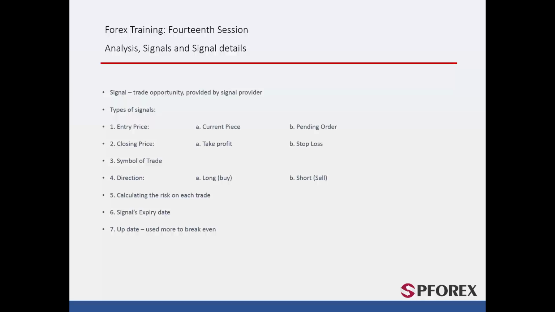Expiry date. This is usually used for pending orders. A signal provider will set an expiry time for that signal. For instance, you may be able to make your trade within the next 2 hours, but after this time the signal will expire.